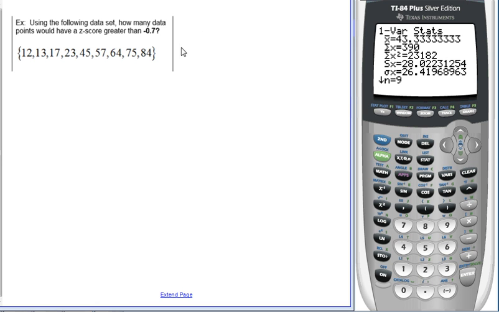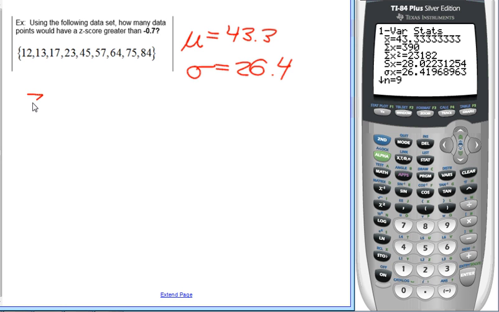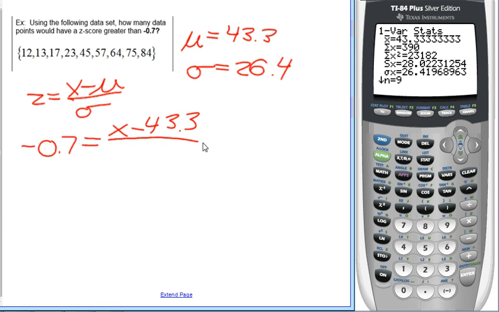So my mean for this problem, which is the x bar, is 43.3. My standard deviation is 26.4. So now this question is a little different. How many data points would have a z-score greater than negative 0.7? So remember your formula is z equals x minus the mean over the standard deviation. So this time they gave me the z. So I've got negative 0.7 is my z, and I don't know the x.